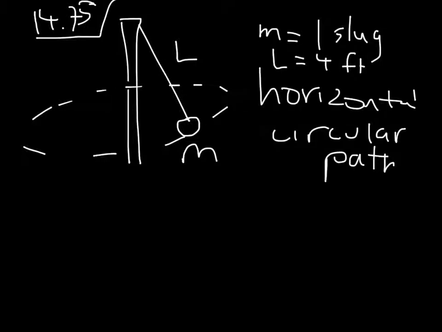Problem 14.75 involves a mass attached to a string of length L swinging around a bar in a horizontal circular path. So if we go ahead and draw a free body diagram for that, you always have mg downwards, and then we have the tension due to the string that way.